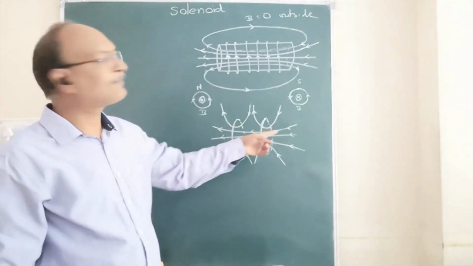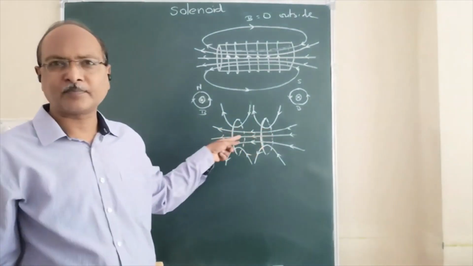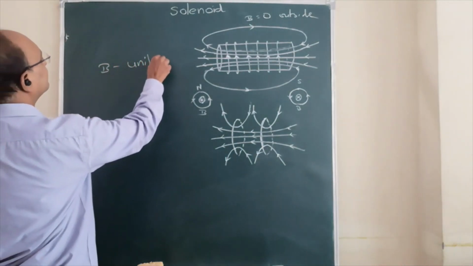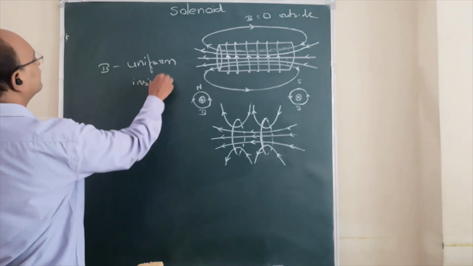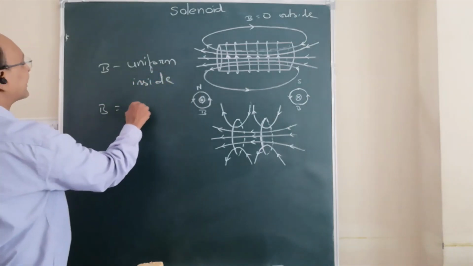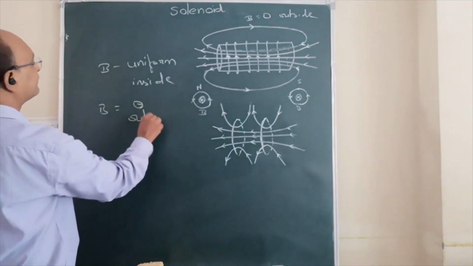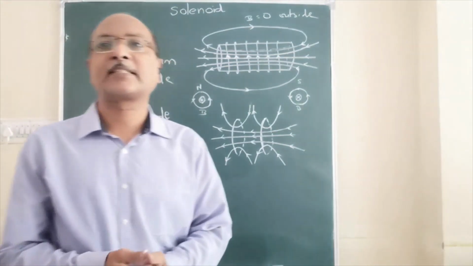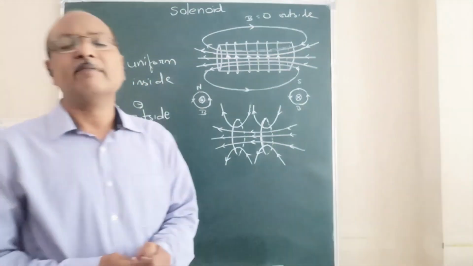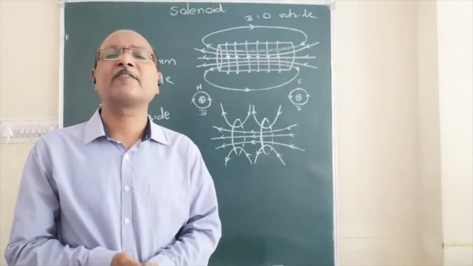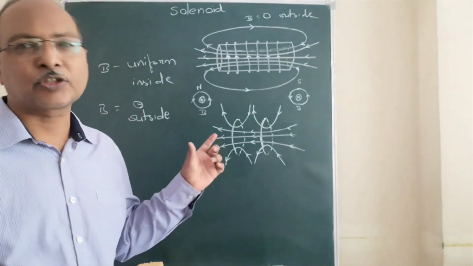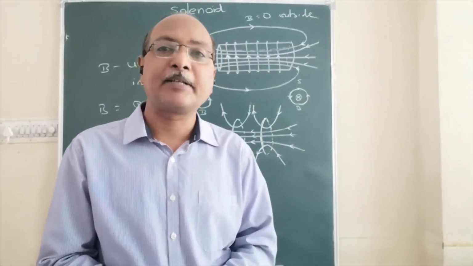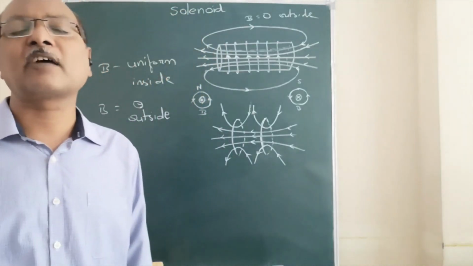Inside, the magnetic field lines are almost parallel to each other. So inside, B will be uniform. So B is uniform inside and 0 outside. That's what we observe. This is the solenoid. Now we will be finding the strength of the magnetic field inside the solenoid. We can use Biot-Savart's law and also Ampere's law. Both can be used for finding the strength of the magnetic field.